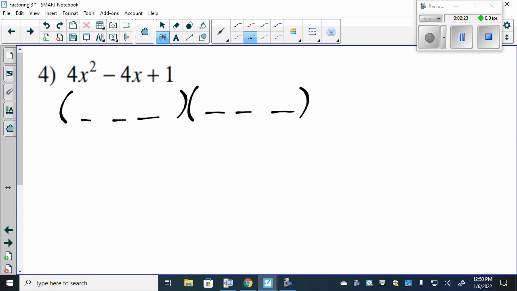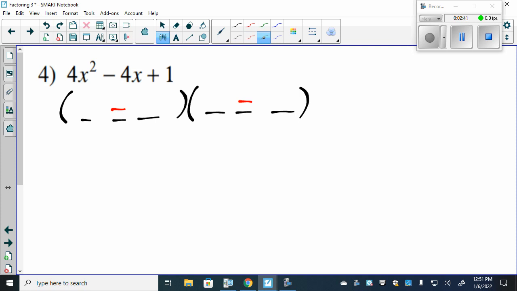Now, there isn't a greatest common factor between these 3 terms, so we're just going to move on to our 2 sets of parentheses. Since the third term is positive, the signs are the same and they match the sign of the middle term, which is negative and negative.